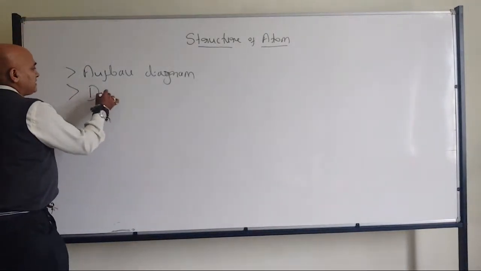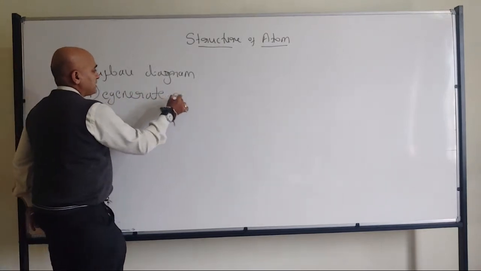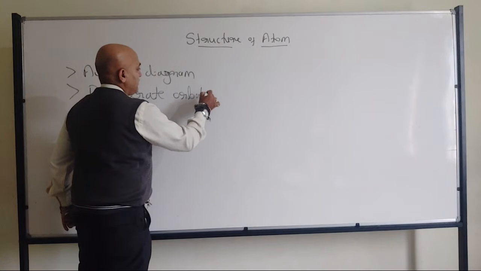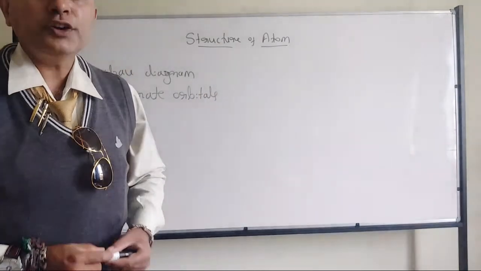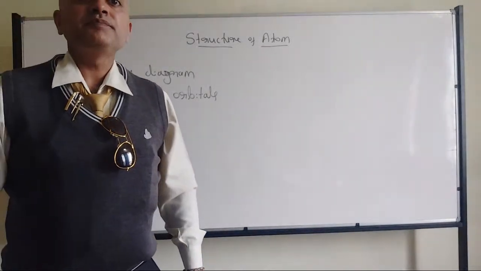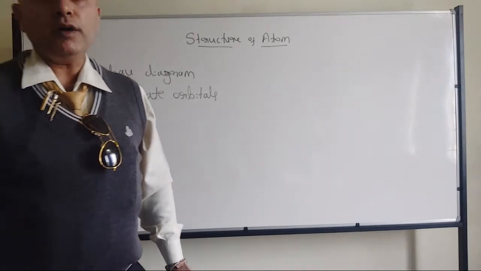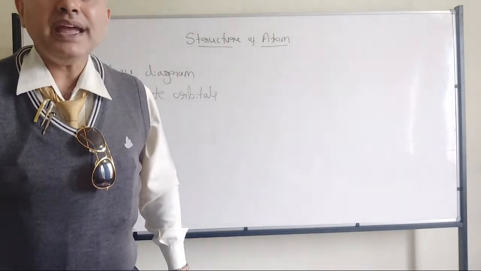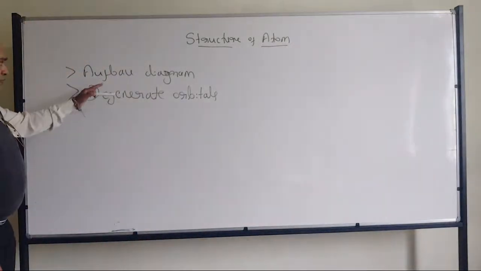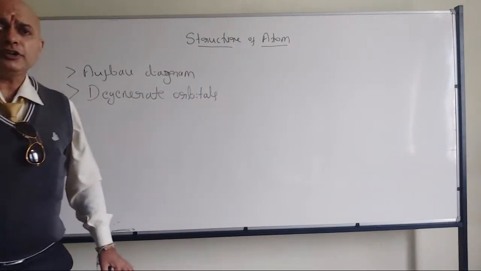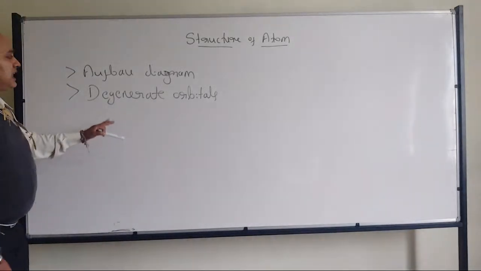Then we discussed degenerate orbitals. What do you mean by degenerate orbitals? These are a group of orbitals which have the same energy. All of you have written it properly. So, Aufbau principle, degenerate orbitals, then shielding effect. These are some of the concepts we have discussed.